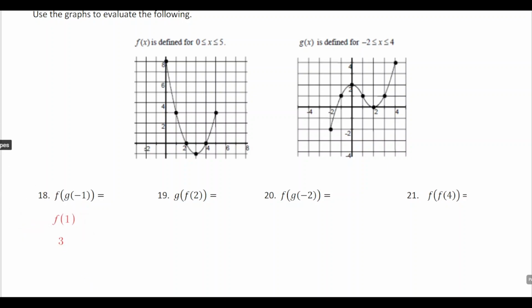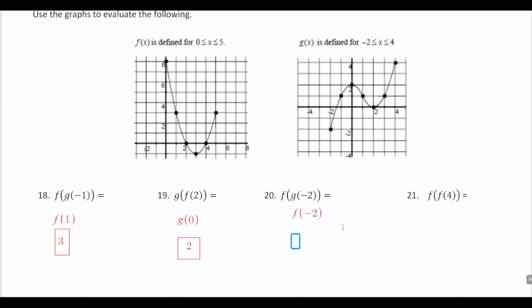For number 19, we've got g of f of 2. So we'll evaluate f of 2 first, which is going to be 0. Then we're going to take that output of 0 and input it into the g function, which will output 2. For number 20, we have f of g of negative 2. So we're going to start looking at the g graph, go over to where x is negative 2, and my output is, well, negative 2.